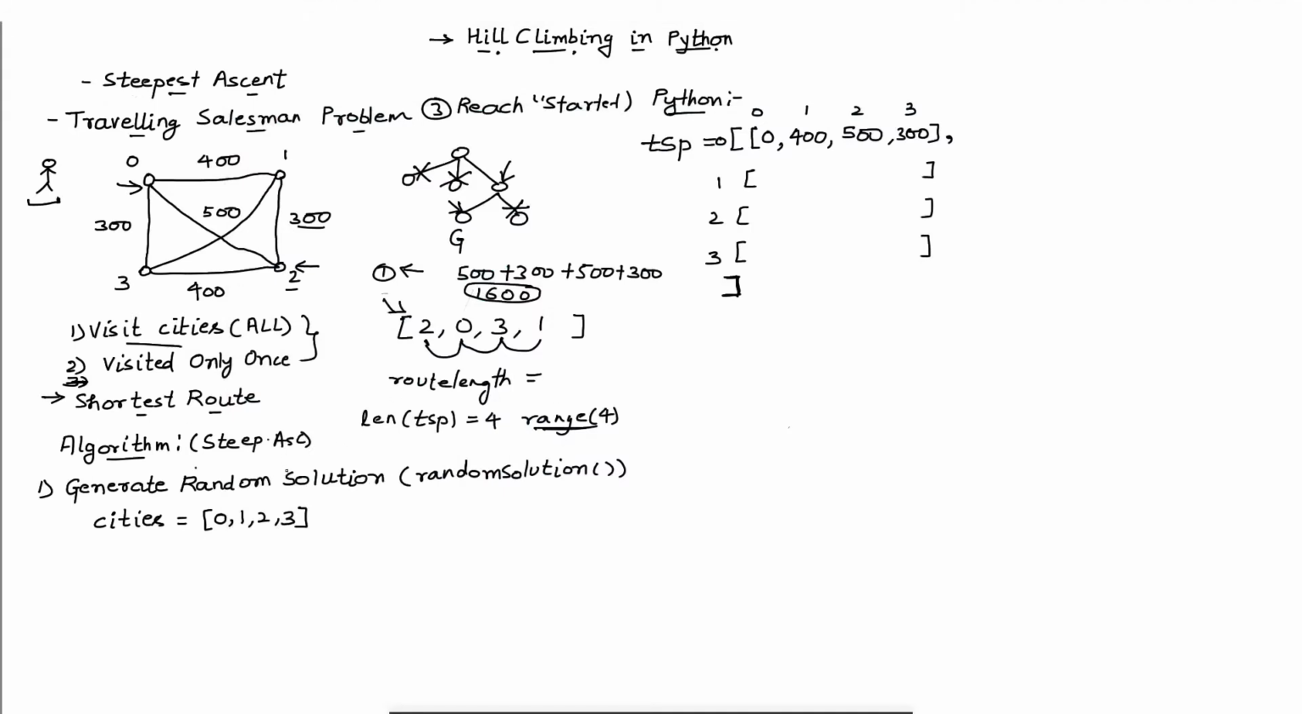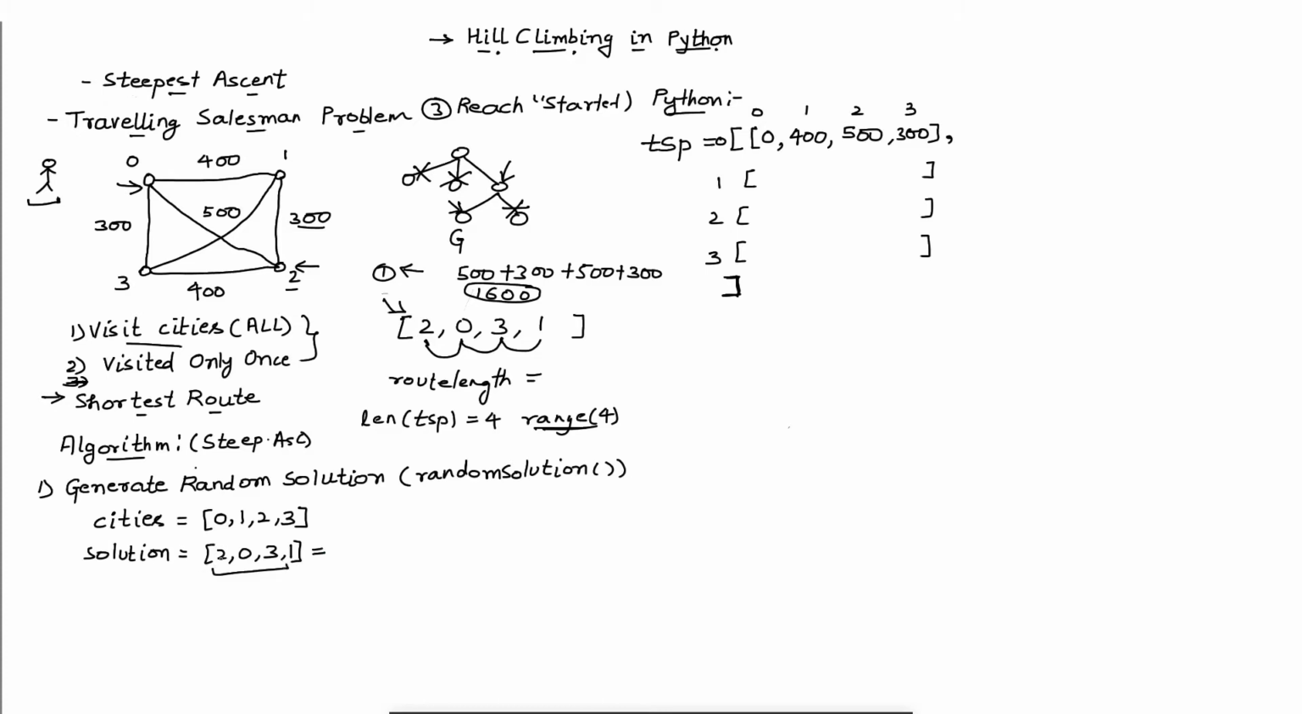Now one important thing is that once we have generated a random solution, right, here we have the random solution, and let's say the cities that it has picked are 2 0 3 and 1. Now important thing is that this is not the solution, right? It is just a collection of random cities. The solution will be the route length of this whole space, right, of all these random cities.